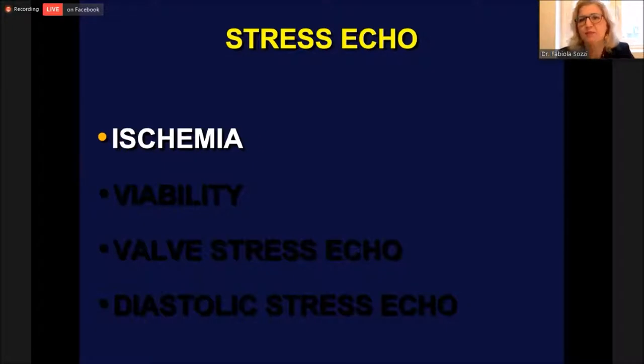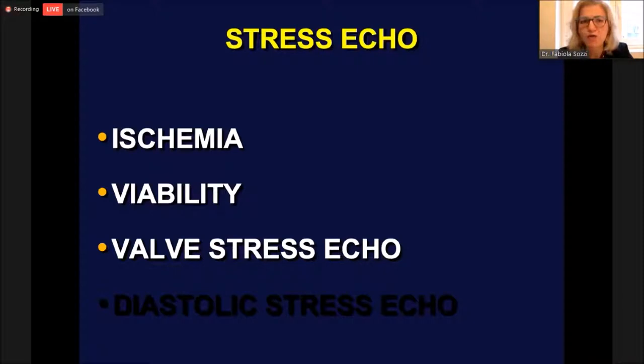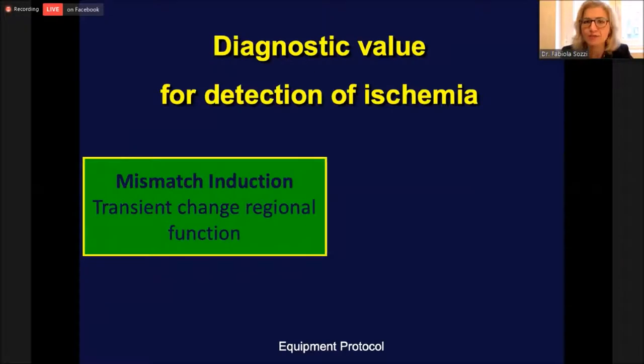Ischemia is still the most common indication. Viability. Stress echo for valve disease, if you want to evaluate a low flow, low gradient aortic stenosis, for instance, or mitral stenosis, mitral regurgitation. And then we have stress echo for the evaluation of diastole, which is emerging. I will concentrate more on the most common, stress echo for ischemia.